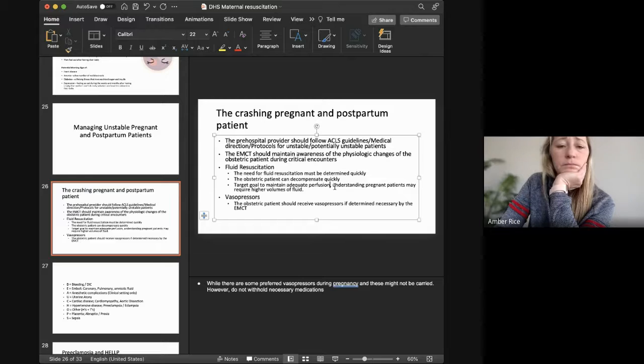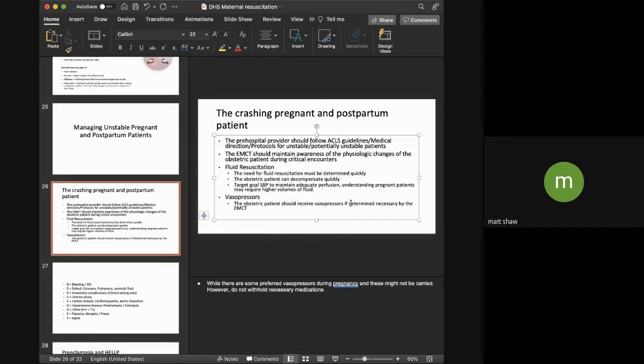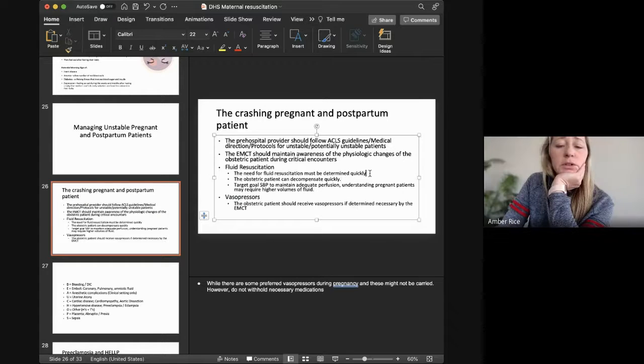Nice, very good. Target goal SBP to maintain adequate perfusion, urgent pressure, therefore higher volumes of fluid. Yeah, I think that sounds good. Absolutely. Can you come up with that so quickly?